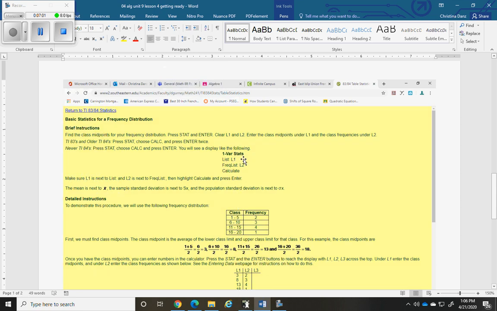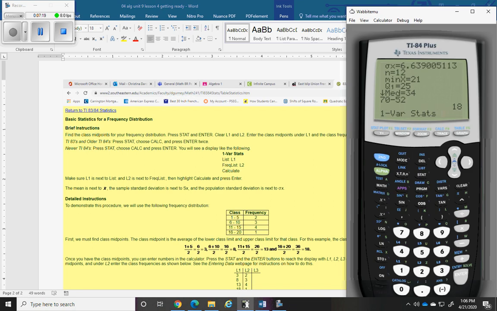It'll have list and it'll say L1, and then the frequency list might have nothing there, and then you have the word calculate. So you guys have to move down to the word calculate. I didn't mention that in yesterday's video, and I hope you figured that out. You move down to calculate and hit enter. My calculator's just not as updated as yours, so when I hit enter, it just automatically does the calculations.